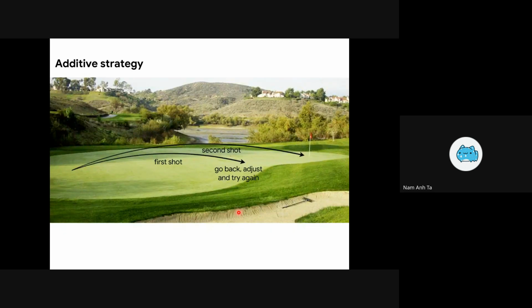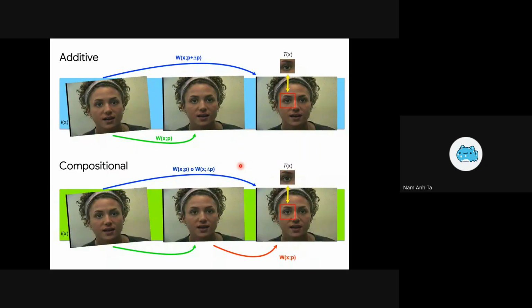To visualize this, this is the additive strategy. It's like playing golf. If you hit the ball, of course, you have to go back to where you started and try to hit it again for the correct path. But the compositional strategy is like hitting the ball from where it's currently landed, so you can simply continue the progress from your last position without resetting. This can be visualized this way, the difference between the additive and the compositional. This only uses a single warp, and this will use the second warp.